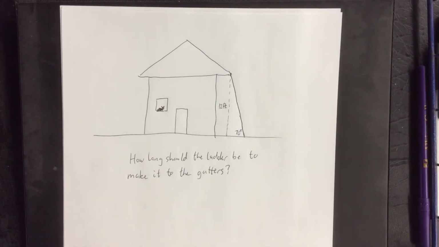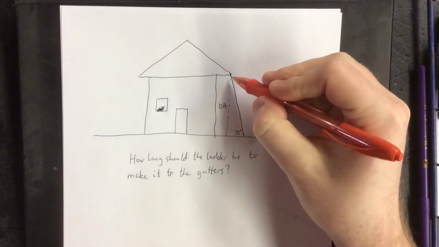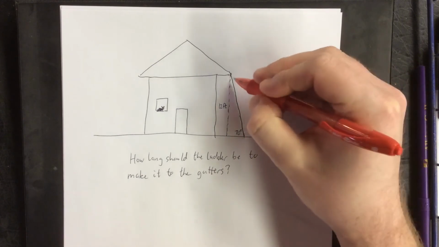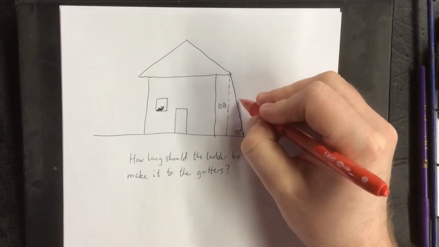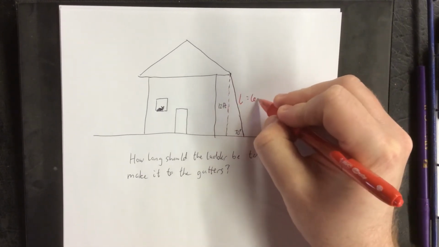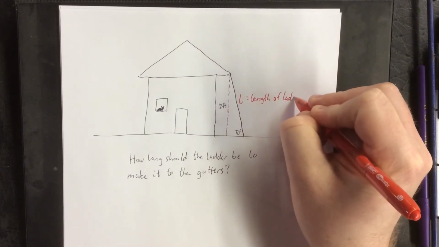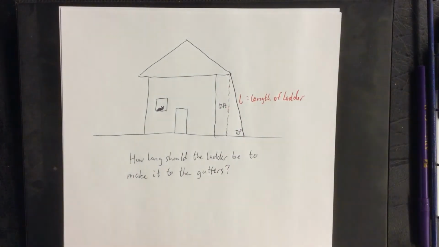Now, you may have noticed that as I was drawing this beautiful picture of my home, that I drew in a vertical side of 12 feet, and we are wondering how long should the ladder be. I'm going to use L for length of the ladder. Oh, L works twice. That's great. L for length of ladder. So how long should the ladder be in order to make sure that it gets to the gutters?